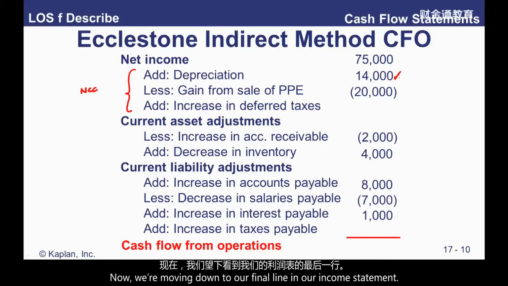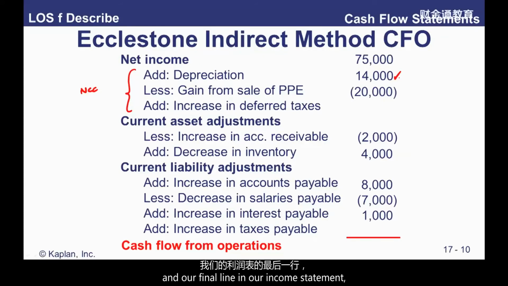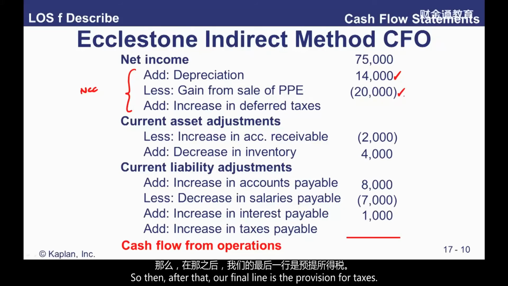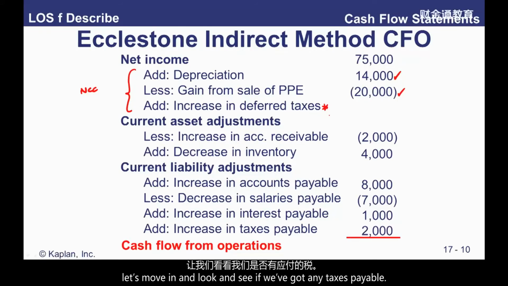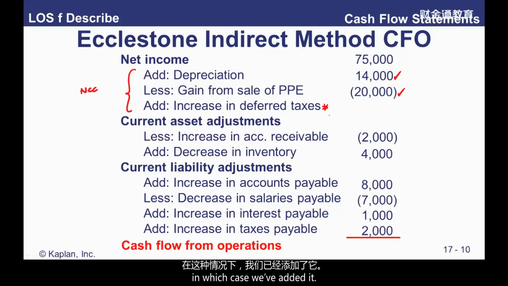Now we move then down to our final line in our income statement. And our final line in our income statement, well, actually we've got one extra line, that's the gain on sale of PP&E. Remember, we deducted that as a non-cash charge up here. So then after that, our final line is the provision for taxes. Two adjustments essentially to be made here. One for deferred tax, that non-cash charge that we mentioned up here, and one for any taxes payable. So first of all, let's move in and look and see if we've got any taxes payable. When we do our taxes payable, yes we do. It was 8,000 this year, 10,000 next year. $2,000 increase, in which case we've added it.